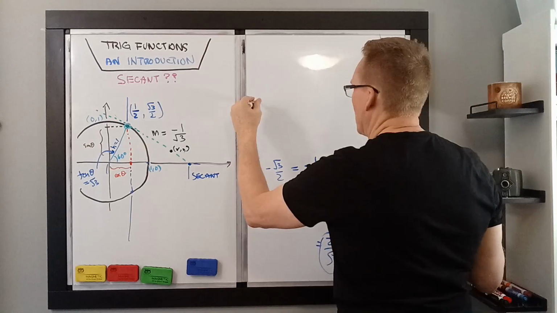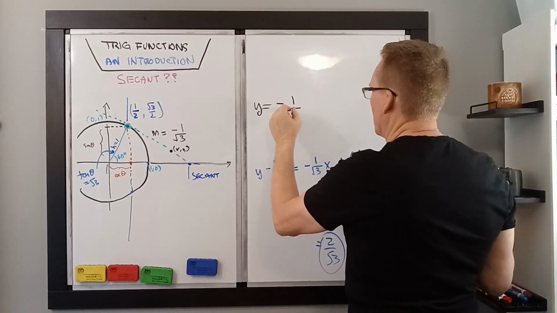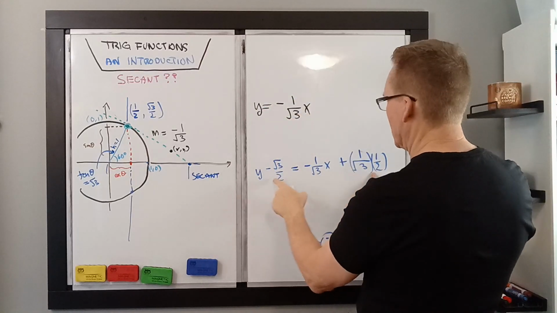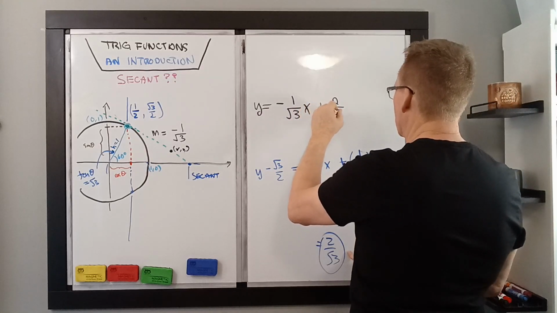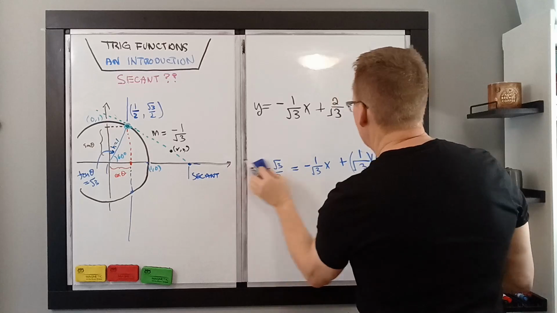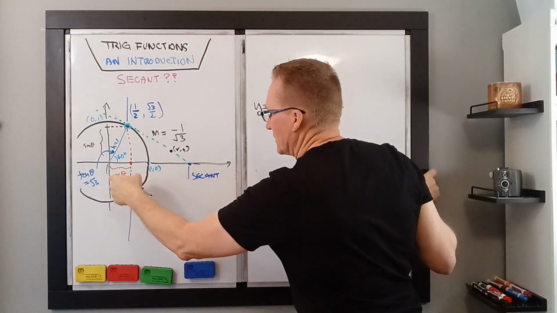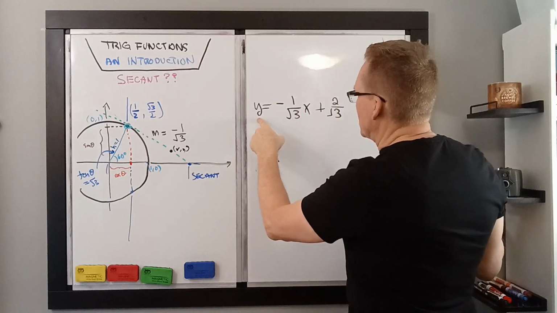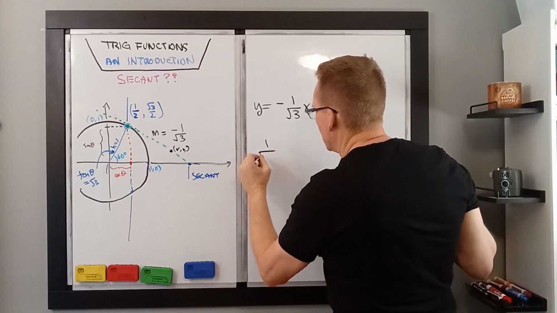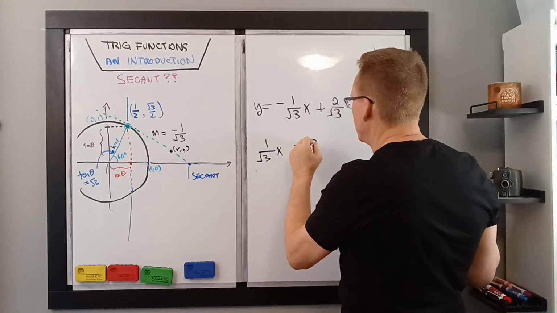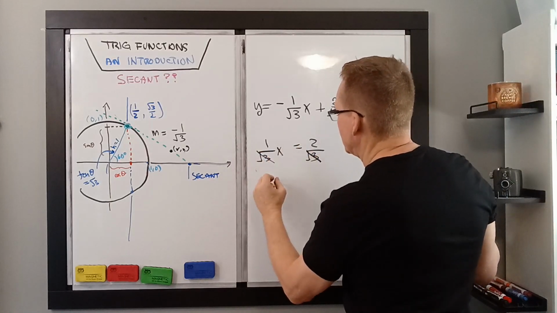2 over root 3. y is equal to this first term, minus 1 over root 3 times x, and then these two terms added up, which is plus 2 over root 3. That's all of this now. Now I've got a nice pretty equation of a line. What I want to know is, what is the x value here, all the way from here to here, when y is equal to 0? So if I set this equal to 0, I can move this to the other side, and I get 1 over root 3 times x is equal to 2 over root 3. I can cancel this and get x equals 2.